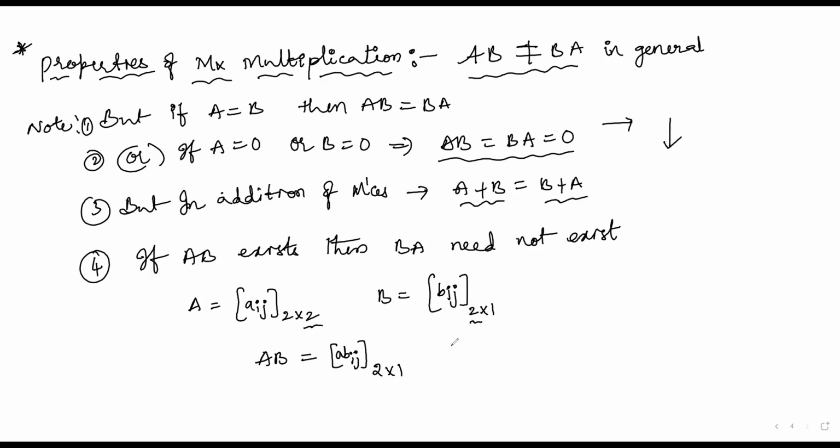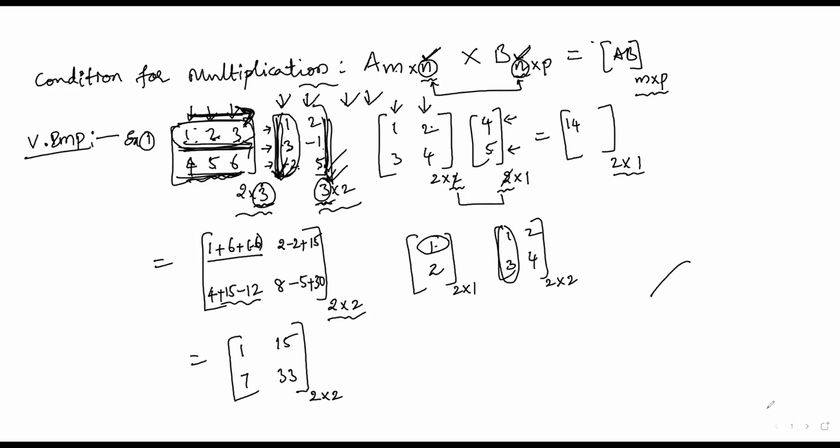But BA is not possible. For BA, the first matrix B is of order 2 by 1 and A is of order 2 by 2. 1 is not equal to 2, so it is not possible. This is the first example we had.